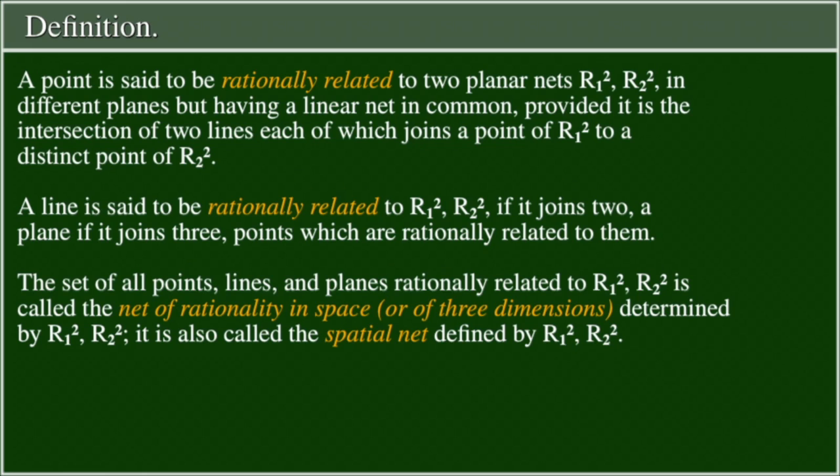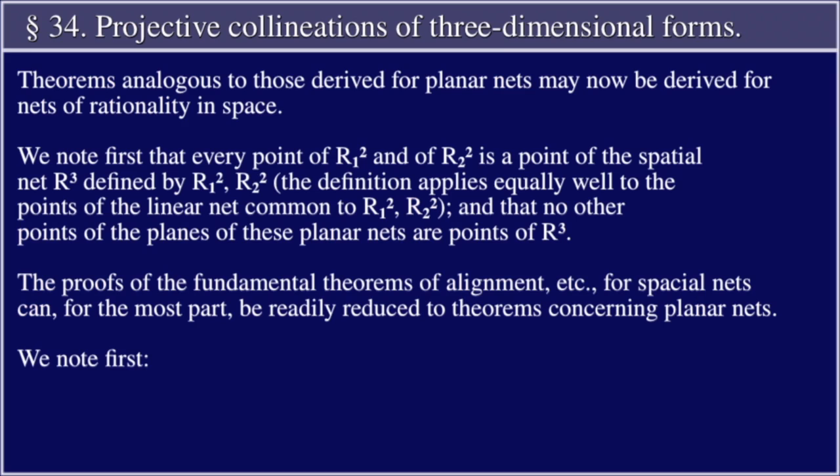The set of all points, lines, and planes rationally related to R1², R2² is called the net of rationality in space, or of three dimensions, determined by R1², R2². It is also called the spatial net defined by R1², R2². Theorems analogous to those derived for planar nets may now be derived for nets of rationality in space.